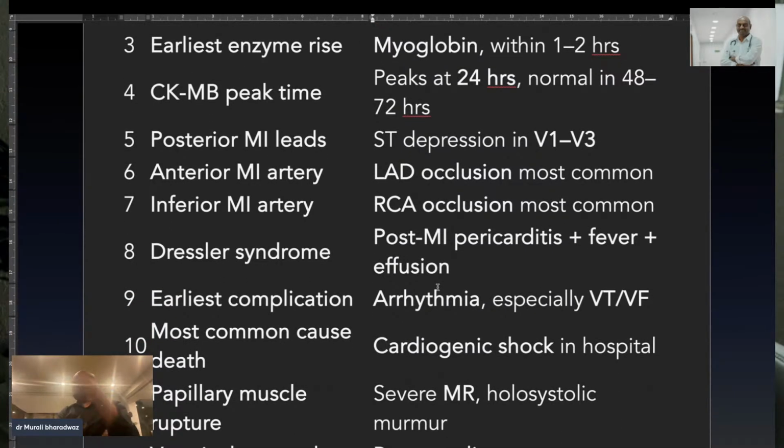Now, if there is any posterior wall MI, how will you detect that? There are no posterior leads. You will see in the anterior leads V1, V2, V3. Instead of ST elevation, you find the ST depression.